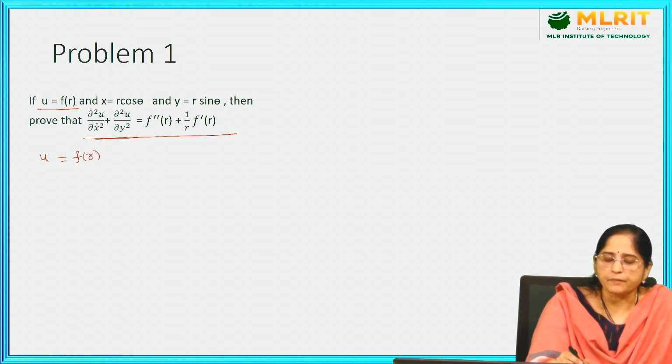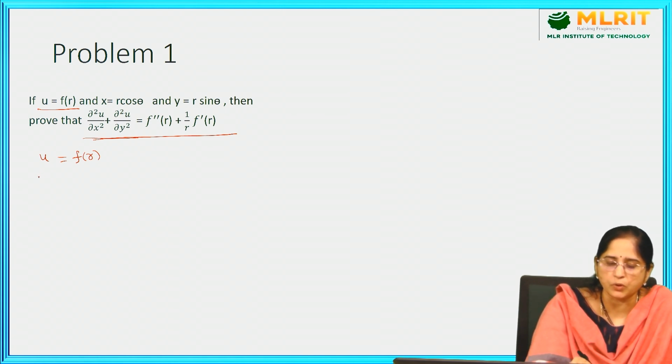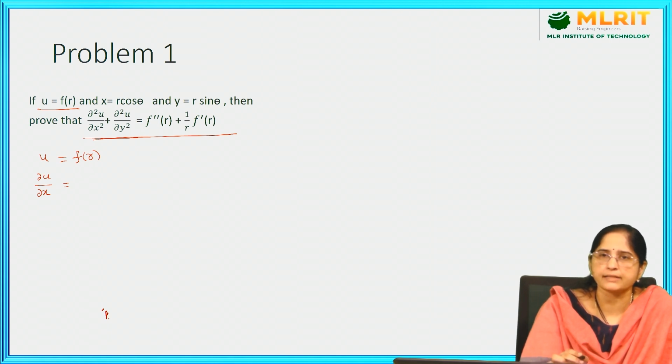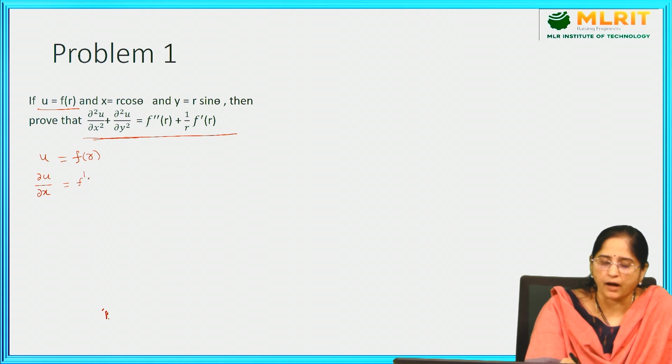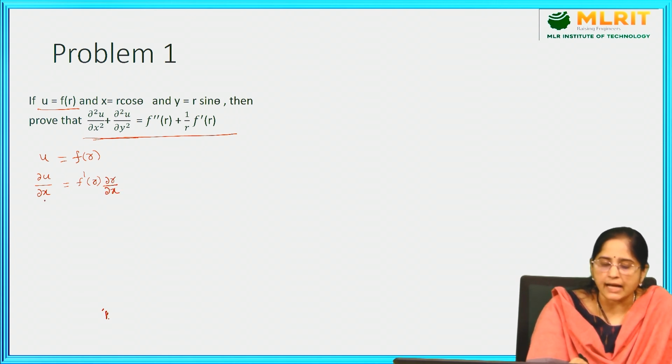If you want to find dou square u by dou x square, first find dou u by dou x. Here r is a function of x comma y, that's why we can write dou u by dou x is f dash of r into the derivative of r with respect to x, that is dou r by dou x. Next, again differentiate this partially with respect to x, we will get dou square u by dou x square.